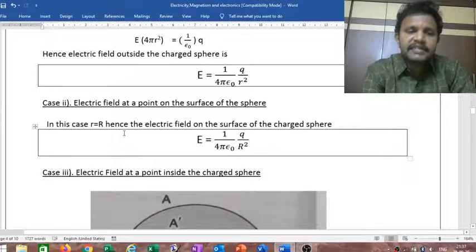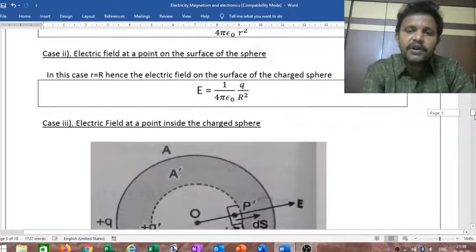The second case is electric field at a point on the surface of the sphere. This case is very simple. Simply we substitute capital R in the place of small r. Then this equation becomes E is equal to 1 by 4 pi epsilon naught Q by capital R square. Here small r is the distance of the outside point from the center, and capital R is the radius of the given charged sphere.